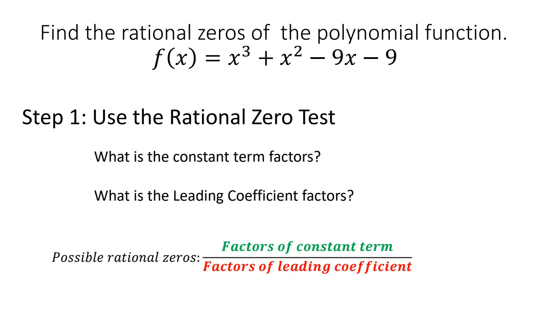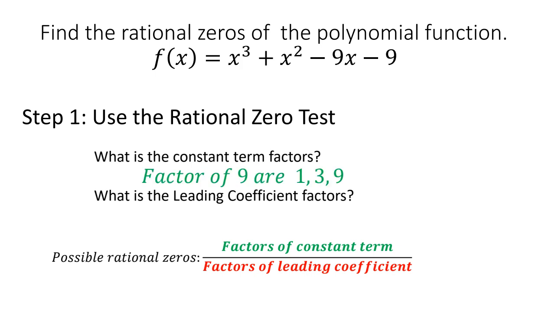So in my case, the constant term here is going to be the -9, the one without the variable. But again, I'm not going to be worried about the negative. I just want the value, which is 9. And what is the leading coefficient factor? Well, here there's a 1, right? The degree is 3, so the leading coefficient here is 1.